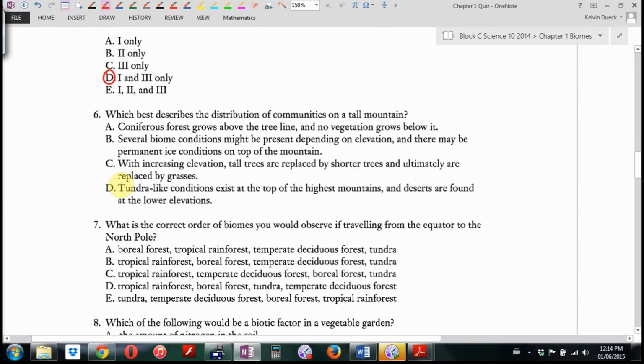Which best describes the distribution of communities on a tall mountain? Oh, boy. I'd have to look this up in the textbook. What'd you guys say, A, B, C, or D? Oh, boy, I heard a bunch of different answers. What was it? E? Thank you, whoever said that. Nice touch.